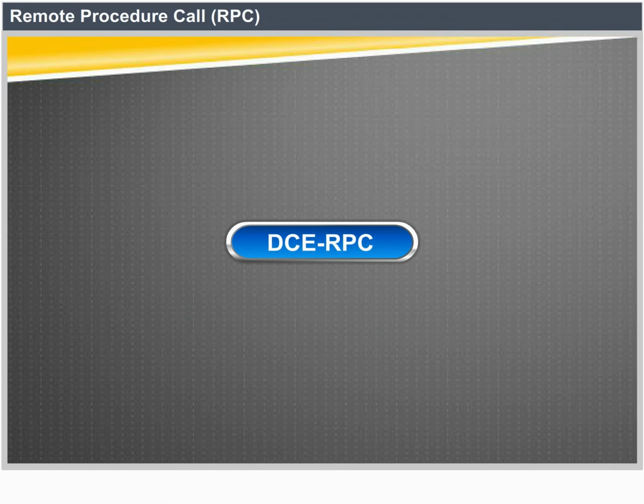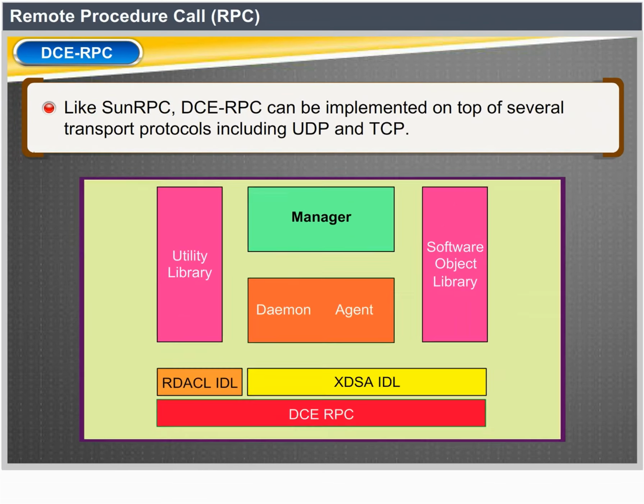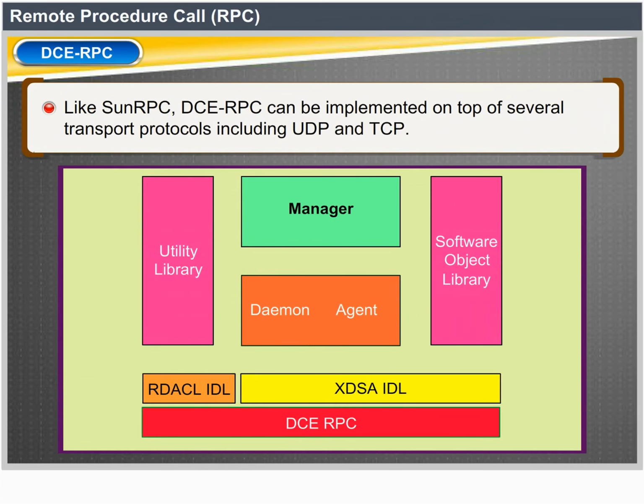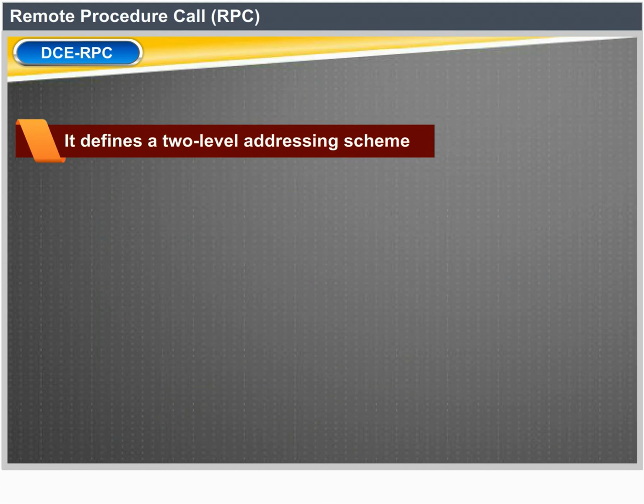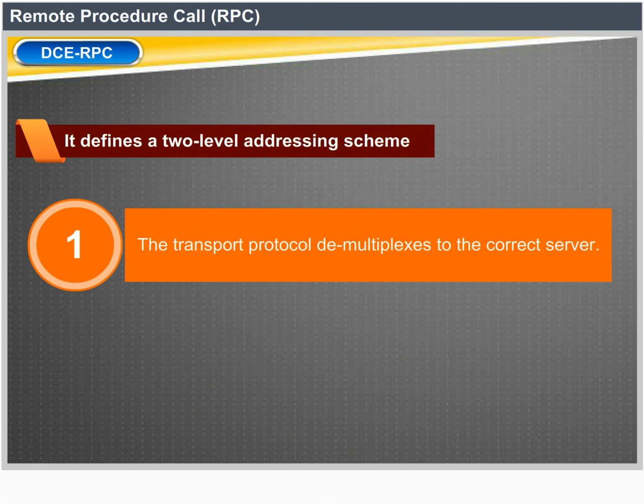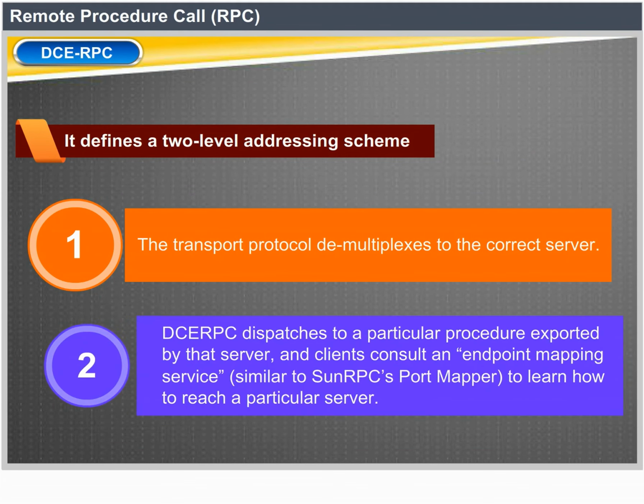DCE RPC. DCE RPC, like Sun RPC, can be implemented on top of several transport protocols, including UDP and TCP. It defines a two-level addressing scheme. The transport protocol demultiplexes to the correct server. DCE RPC dispatches to a particular procedure exported by that server, and clients consult an endpoint mapping service similar to Sun RPC's port mapper to learn how to reach a particular server.